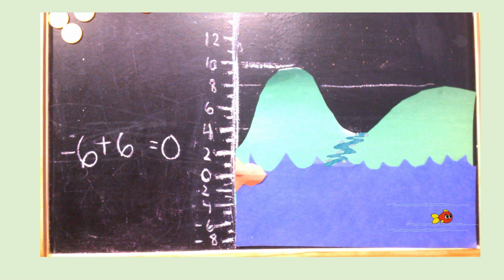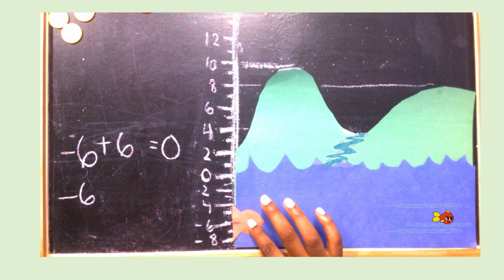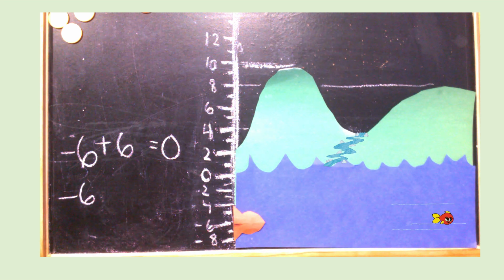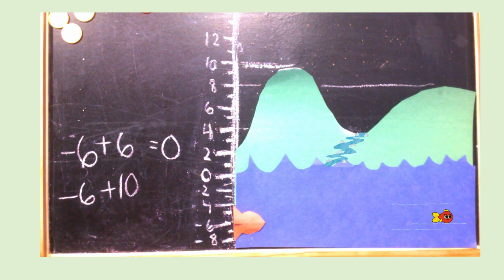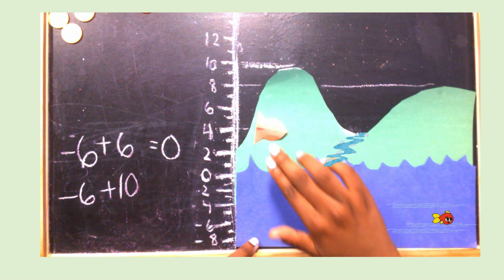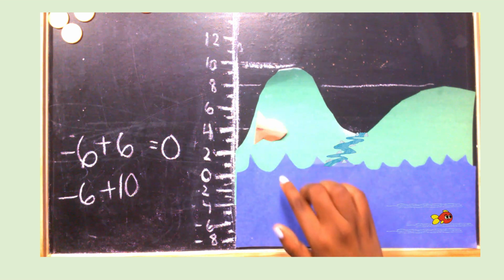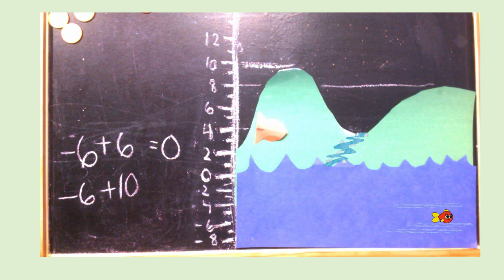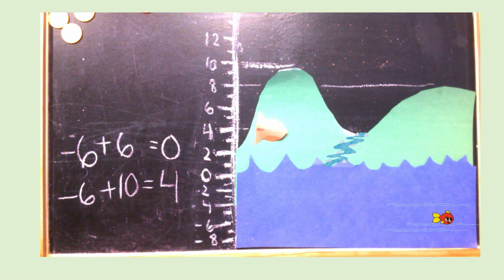Now what about this? I'm going to take that fish back down to 6 below sea level, -6 is what we'll represent it by. And let's say this fish says, I'm going to swim 10 yards up. I don't know where I'm going to stop. 2, 4, 6, 8, 10. Yes, I landed right. Now he is 4 above sea level, so we represent that as positive 4.